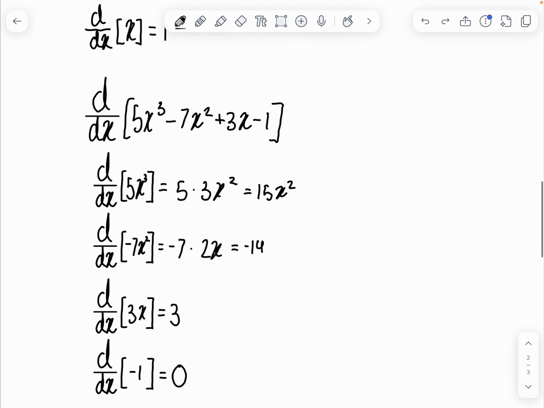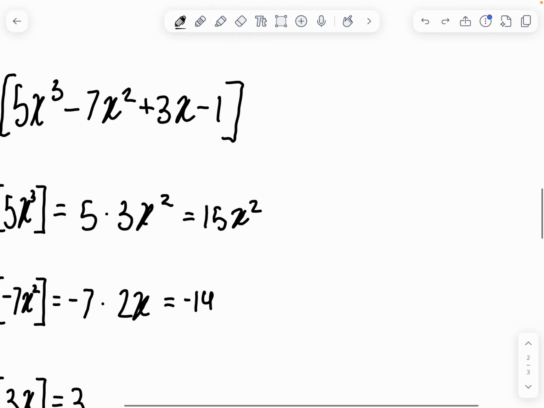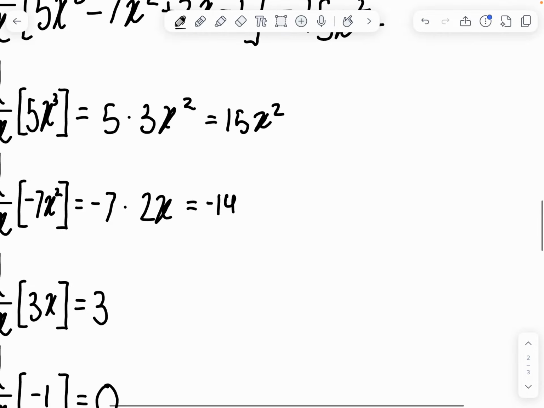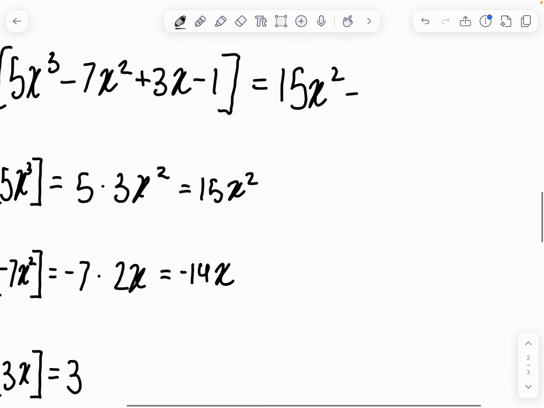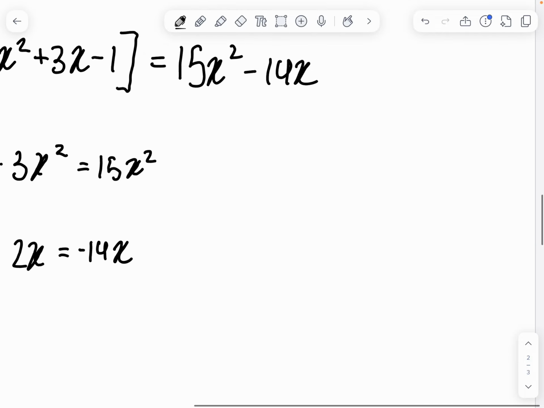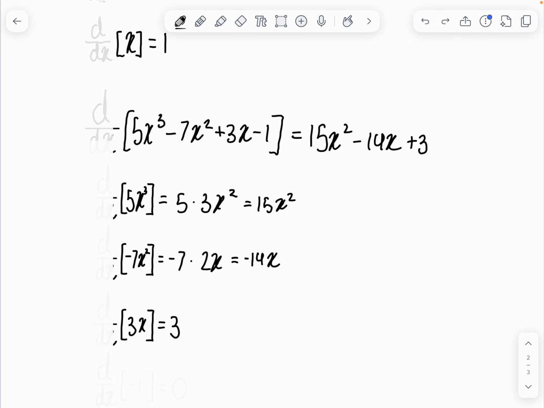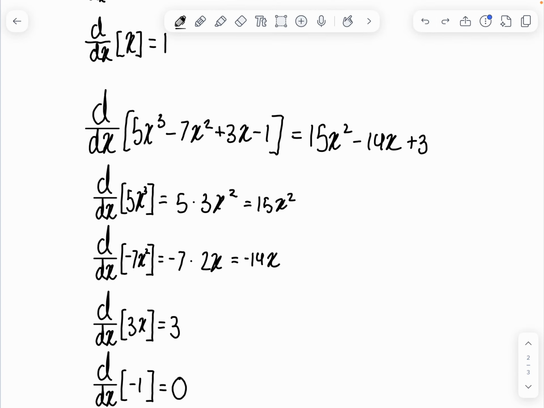Okay, and now that we have all that information, let's assemble. So 15x squared minus 14x plus 3, and if you want, optionally plus 0, but we don't need that. And that is the derivative of a polynomial function. If you want, let's do one more.